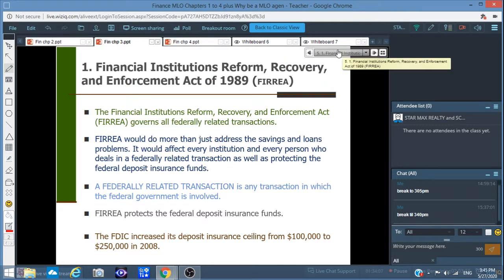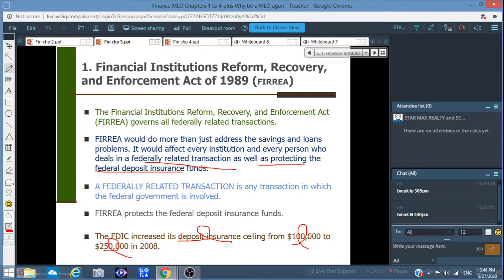Financial Institution Reform Recovery Enforcement Act of 1989. FIREA. Okay. So they would do more than just address the savings and loans, right? It affects every institution and every person in dealing with federal related transactions as well as protecting the federal deposit insurance funds. Okay, 这个时候呢,它这个保险取出保险, OK? 本来是10万块,现在是25万, OK? In 2008, they changed it.